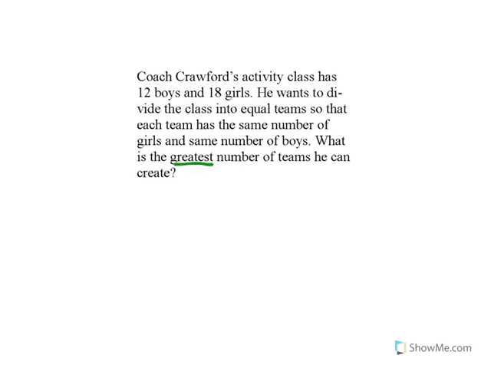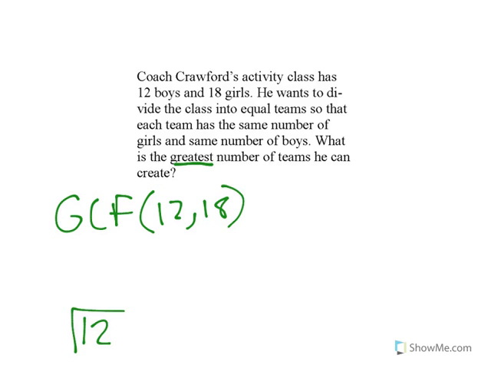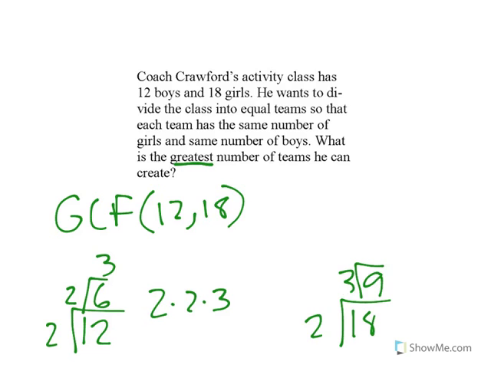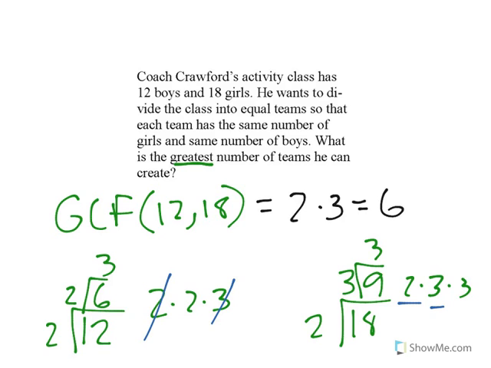As you can see, I underlined the word greatest because that's our signal word that we're actually looking for the greatest common factor of 12 and 18. Okay, and if we break 12 down to its prime factors, it's 2 times 2 times 3, and if we break 18 down to its prime factors, it's 2 times 3 times 3. So we'll cross off any duplicates. 2 is duplicated, and 3 is duplicated. So the solution here would be 2 times 3, or 6.